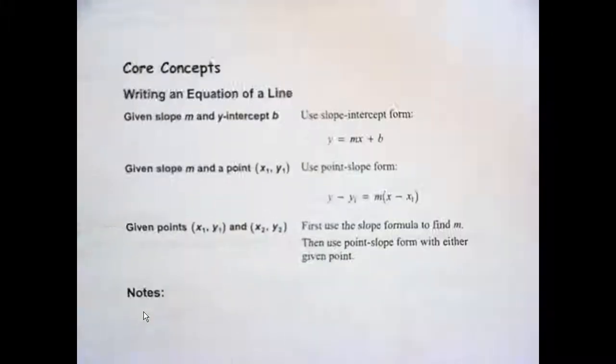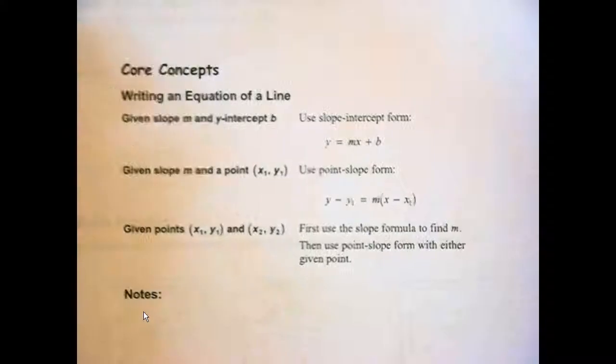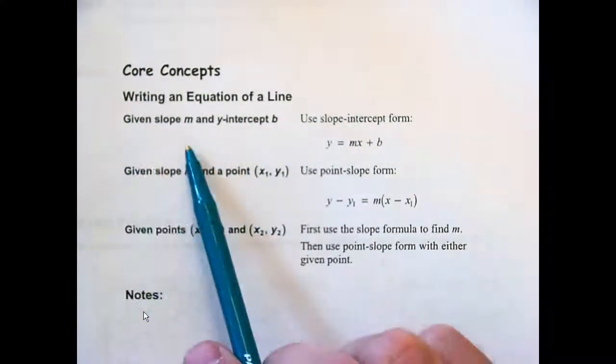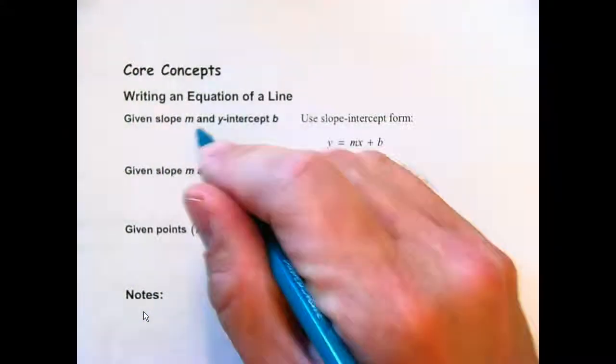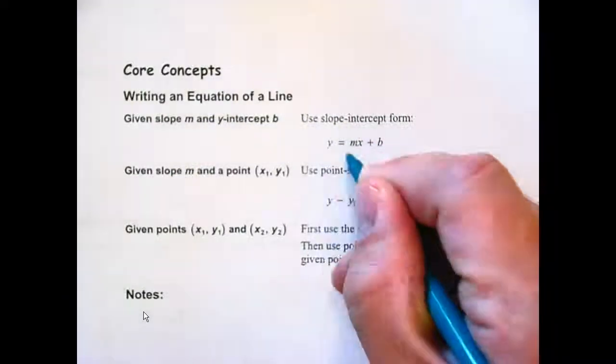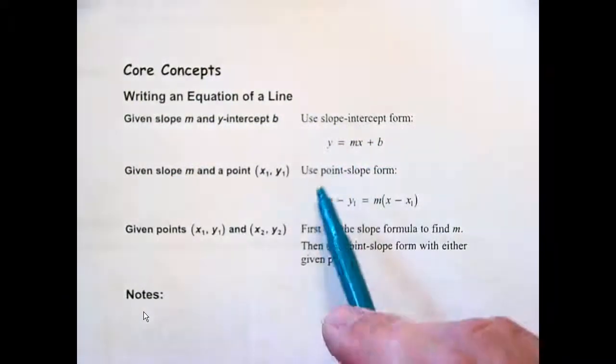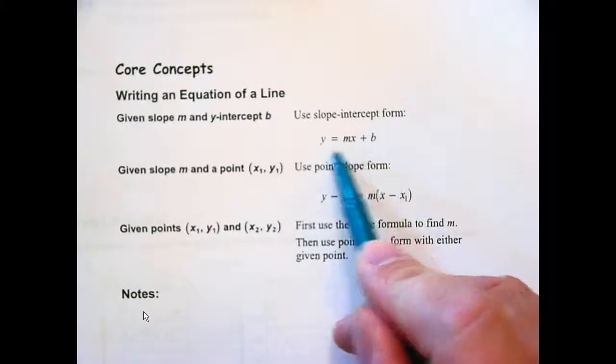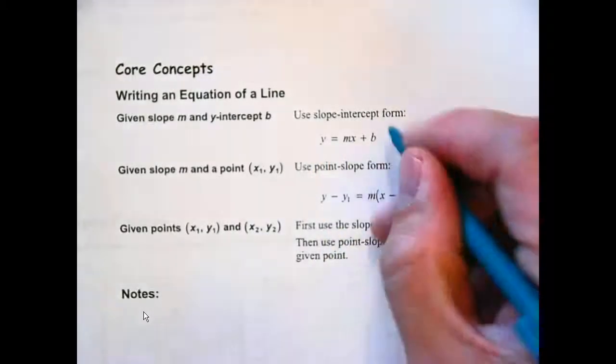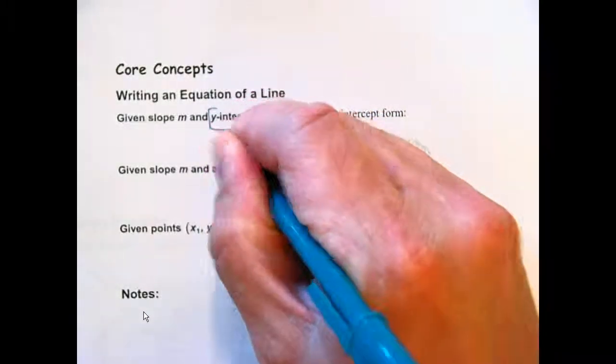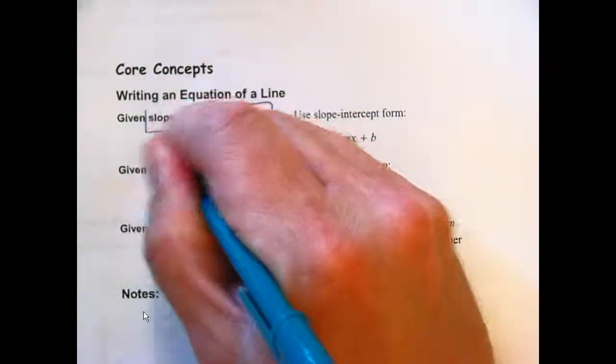So some core concepts. This is on page 15 of your student journal. When you're given the slope and the y-intercept, usually writing an equation of a linear function or a linear equation is pretty easy. We just use y equals mx plus b. Remember, b is your y-intercept and m is your slope.